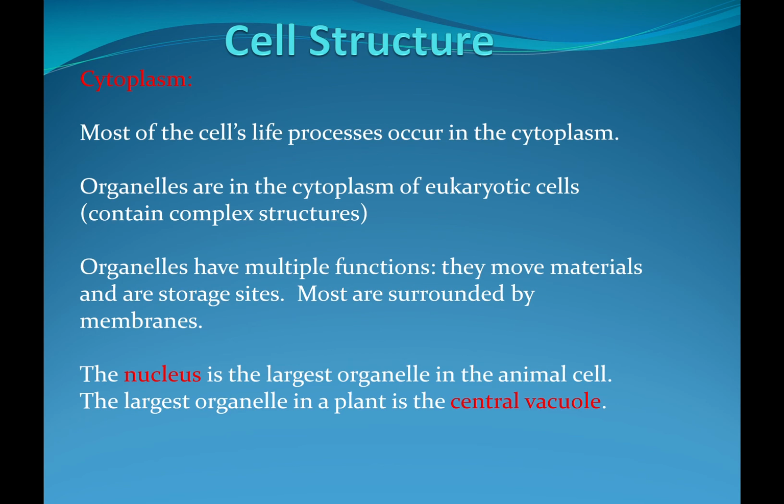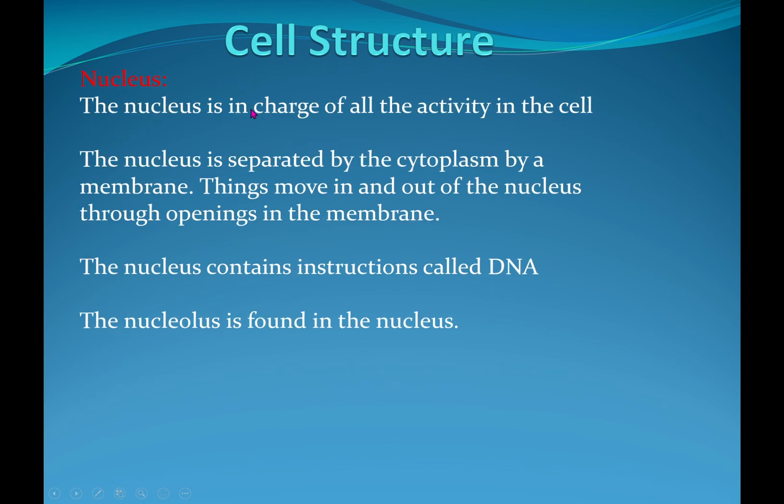most of them. The nucleus is the largest organelle in the animal cell. The largest organelle in a plant is a central vacuole, and we just talked about the vacuole being the largest in a plant. The nucleus is in charge of the activities in the cell. It's the brains of the operation, right? It's what tells everything, hey, this is your job, your job, your job, go do it. And they're the ones controlling the cell, like the brain. So cytoplasm allows for things to move in and out of the cell, like we talked about, through the pores of the cell membrane. You also have a membrane that surrounds the nucleus that again allows things in and out.